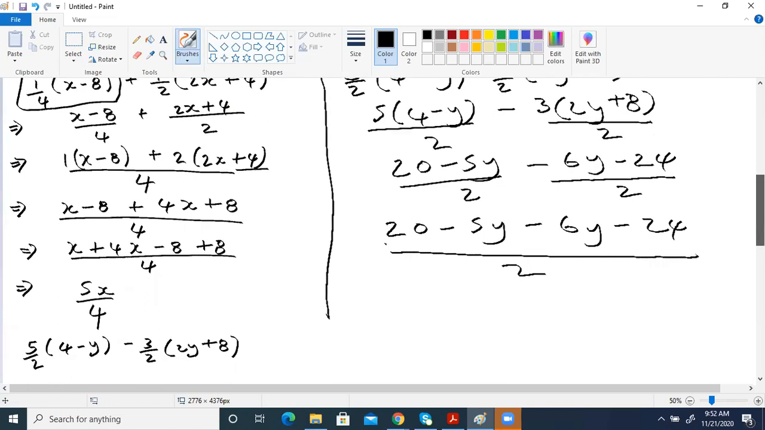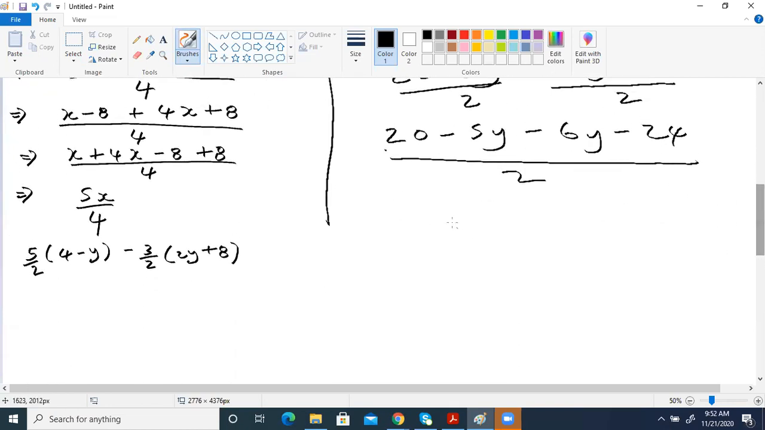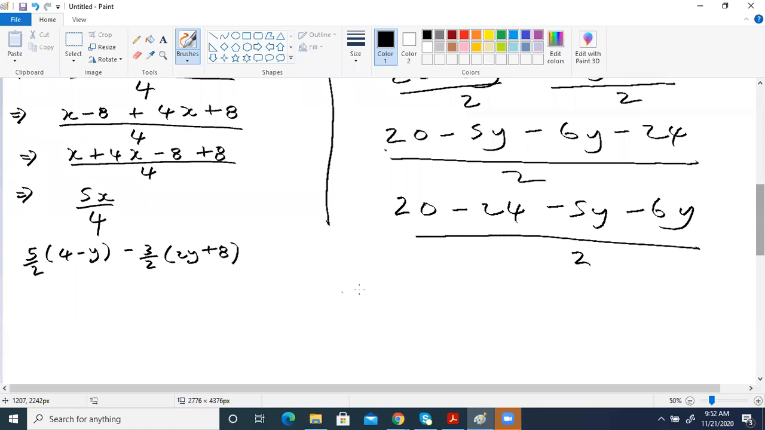And now just group like terms. So don't put the numbers together. 20 minus 24, and minus 5 minus 6, over 2. I'm on the right track. We have minus 4, and this is minus 11y over 2, right? Because we have minus 5y and minus 6y, that's minus 11. And we're done, right? This is it.